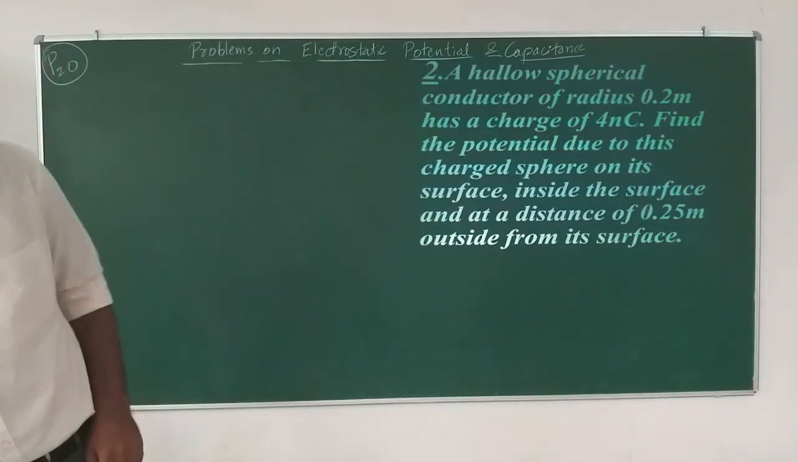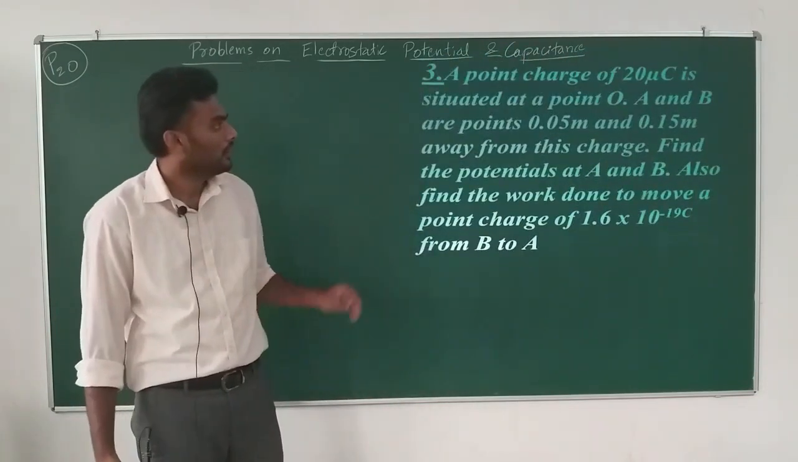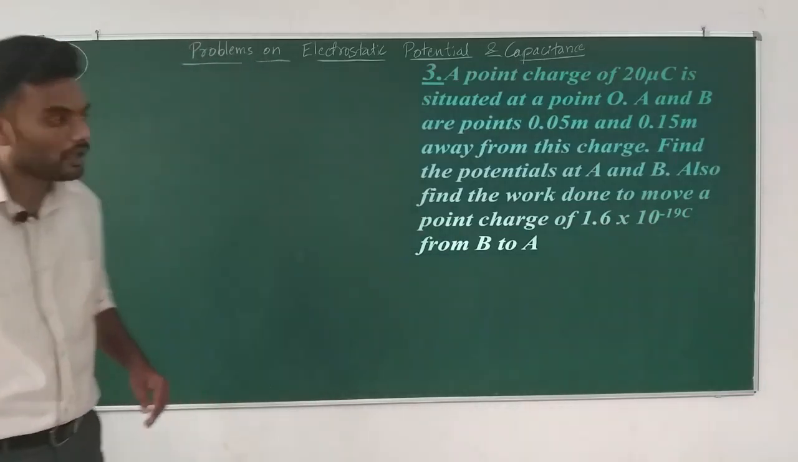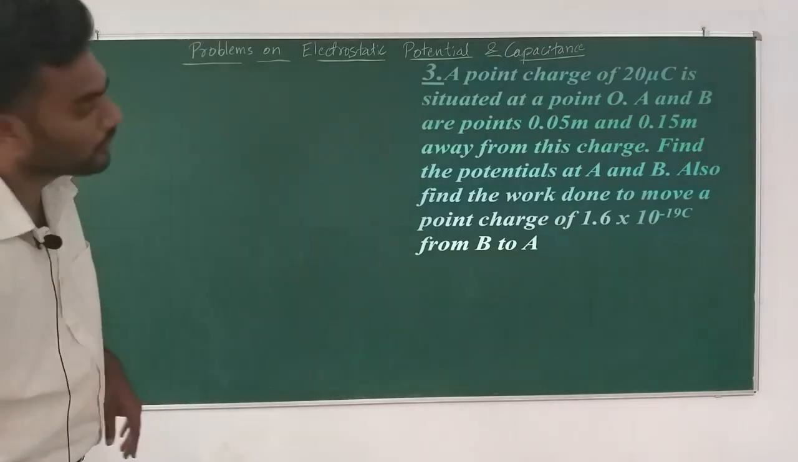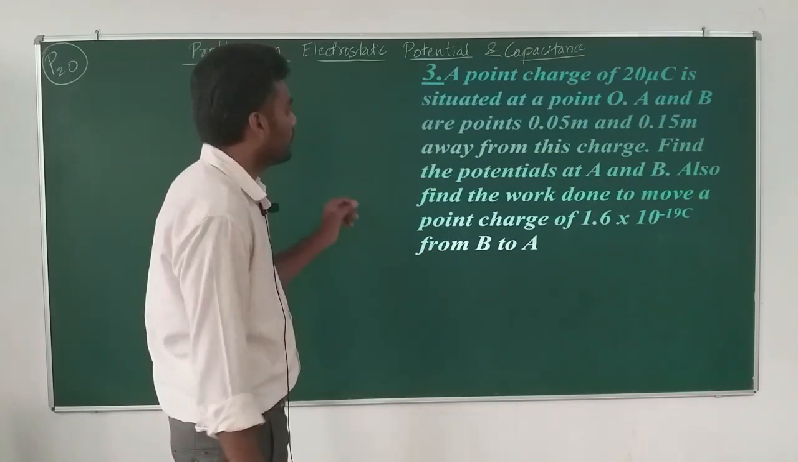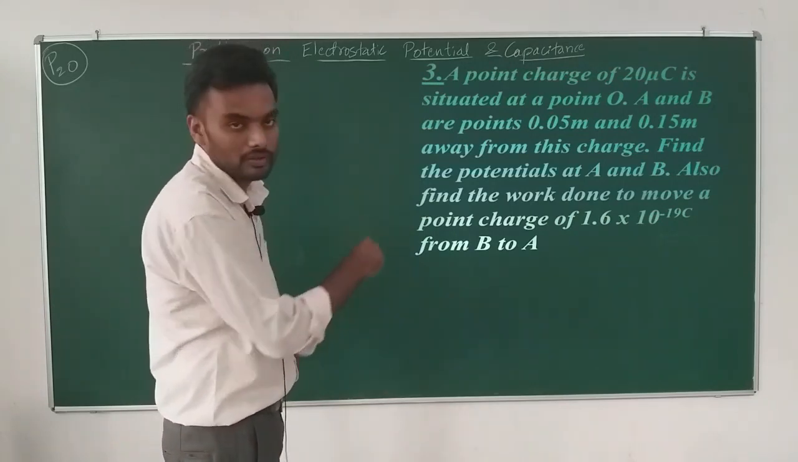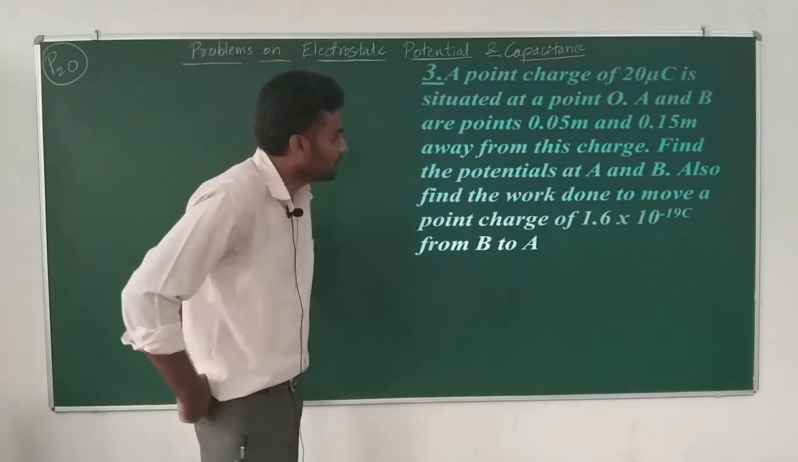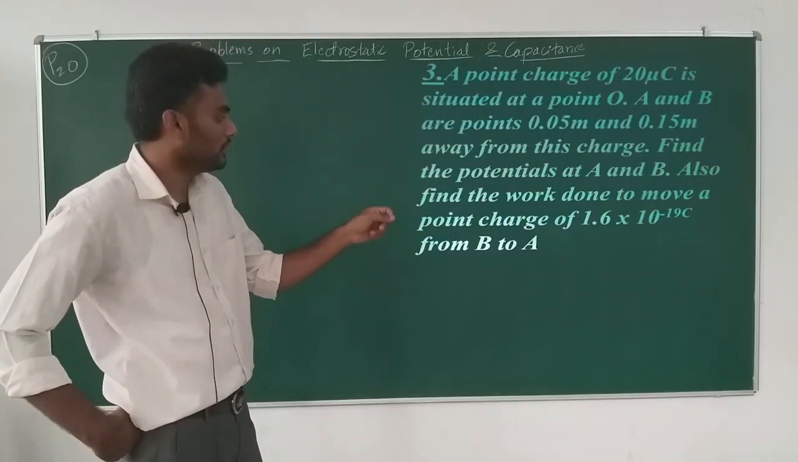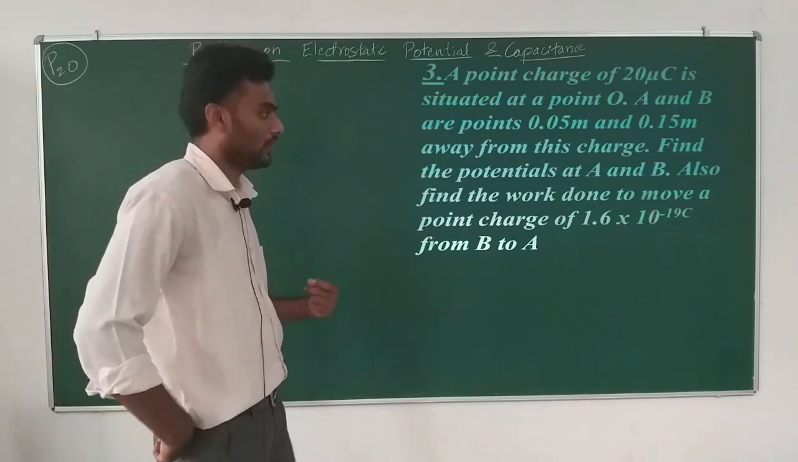Okay, next let us continue to the next problem, question number 3. A point charge of 20 microcoulomb is situated at a point O, okay, some point O, we have 20 microcoulomb charge situated at that point. A and B are points 0.05 meter and 0.15 meter away from this 20 microcoulomb charge. Find the potentials at A and B. Also find the work done to move a point charge of 1.6 into 10 to the power of minus 19 coulomb, okay.